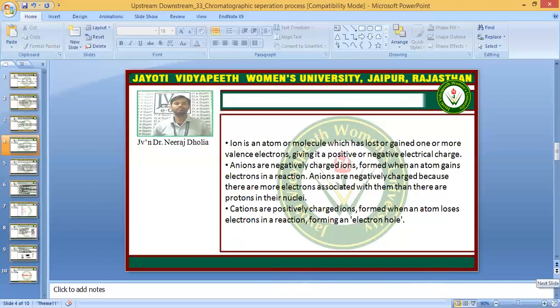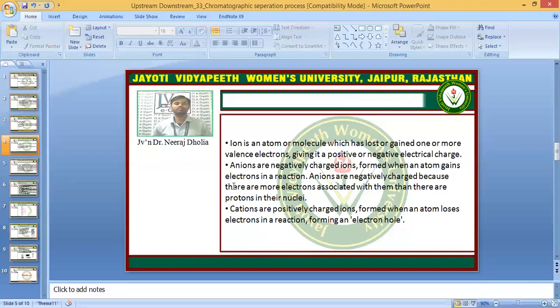So what is an ion? An ion is an atom or molecule which has lost or gained one or more valence electrons. If it has lost electrons, then it will be positively charged, and if it takes or retains more electrons, then it will be negatively charged. Anions is the term for charged molecules which have a negative charge. If a compound or molecule has negatively charged ions, then we term it an anion, formed when an atom gains electrons. When an atom or molecule in a reaction gains electrons, it forms negatively charged ions, which are termed anions.